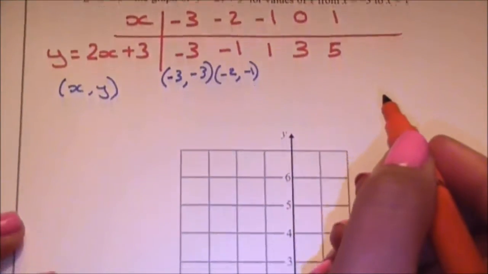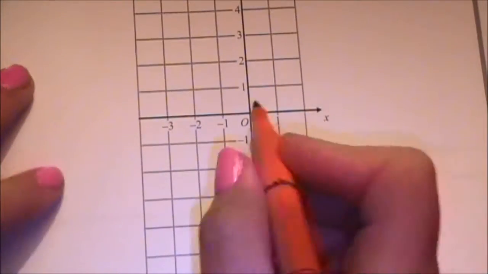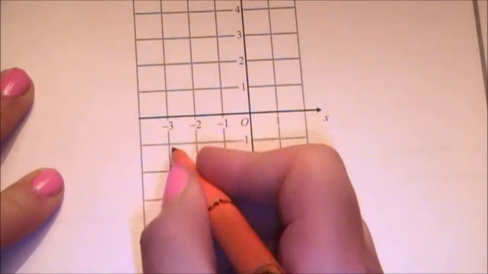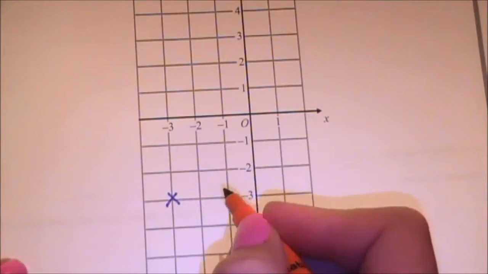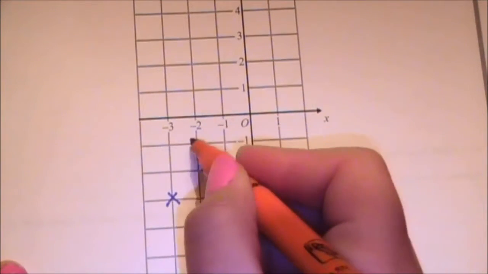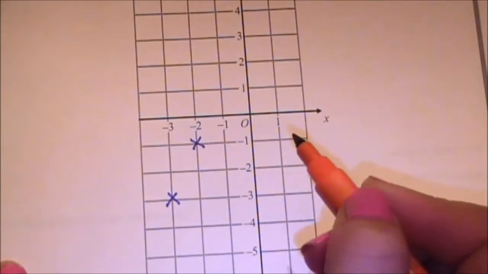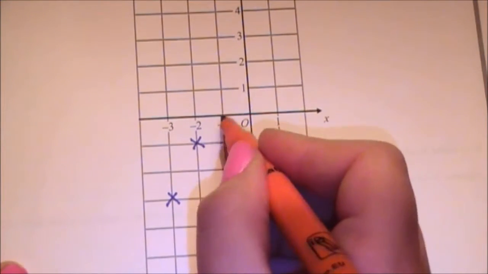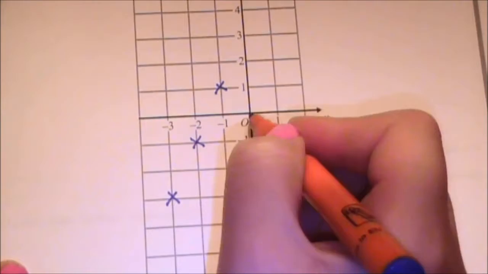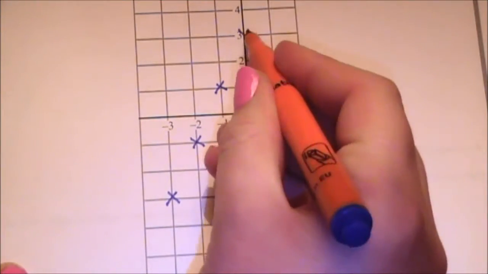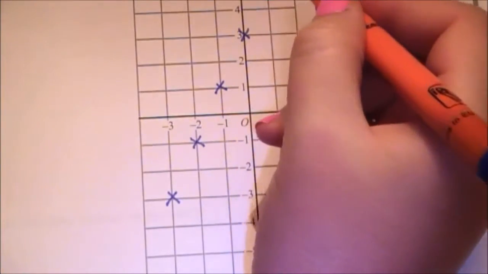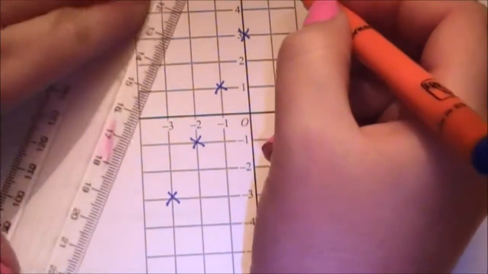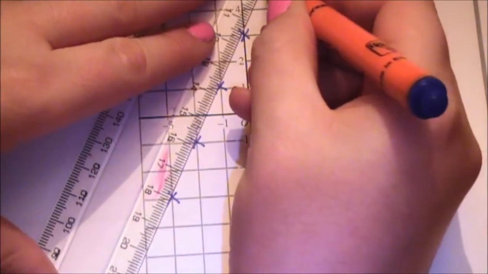So I'm going to plot my graph now. So I've got -3, -3, so that's there. I'm plotting with an x. I've got -2, -1. I've got -1, +1. I've got 0, 3. And I've got 1, 5. And I'm going to put my ruler up against them and just check.